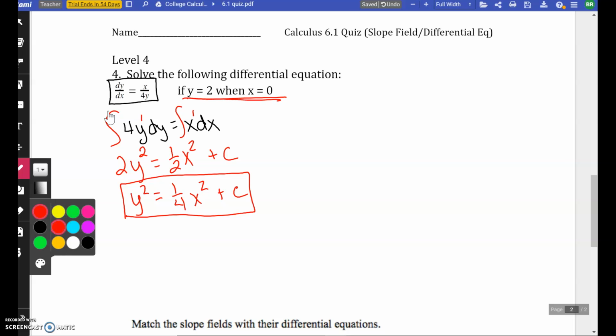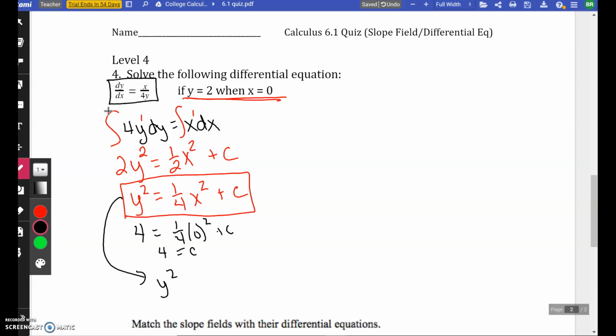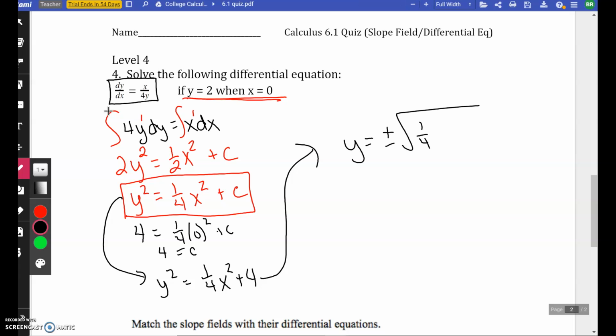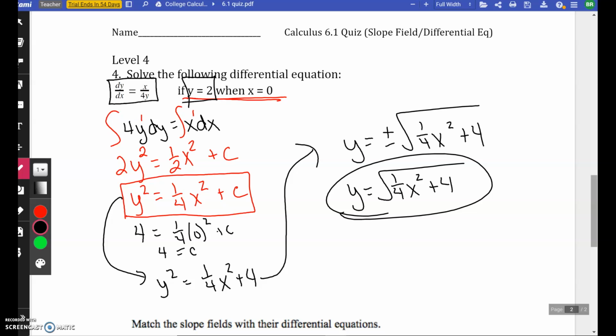Y is 2 when x is 0. So y is 2, so 2 squared is 4. X is 0, we get 0. So c is 4. I'm going to plug that in. Solve for y. Y technically is plus or minus the square root of 1/4 x squared plus 4. Which one do I want? Well, since y was positive, I need the positive one. That was your answer for number 4.